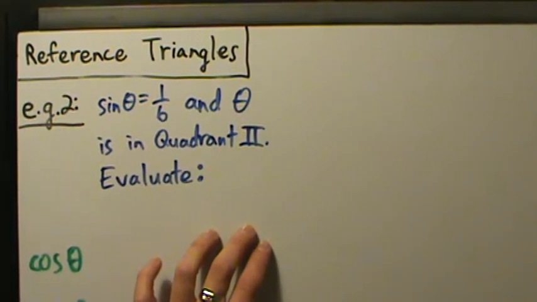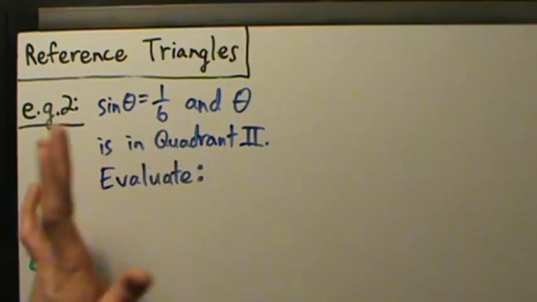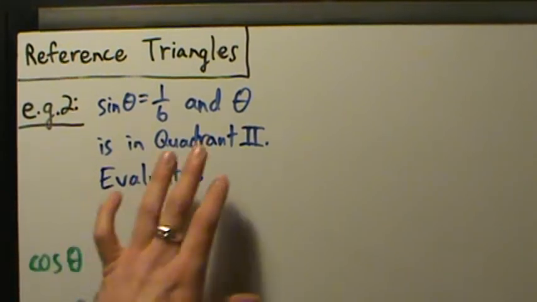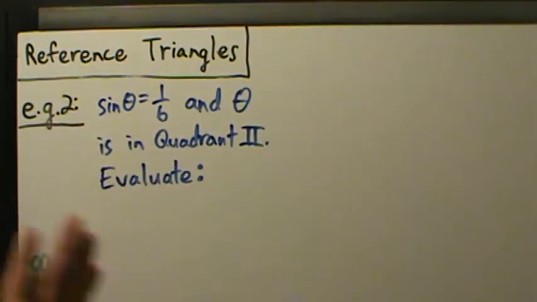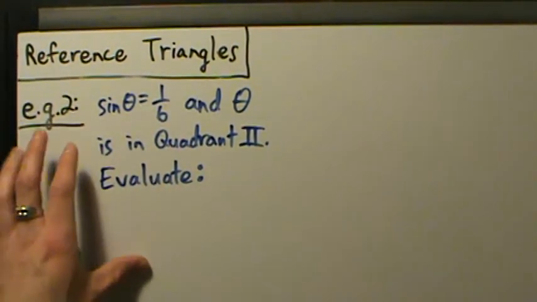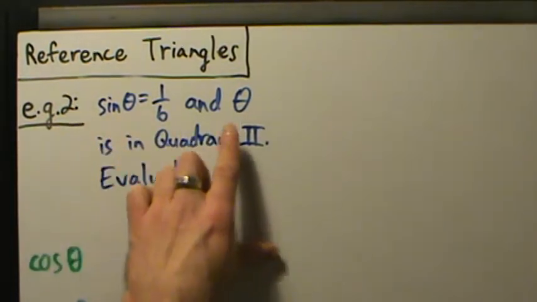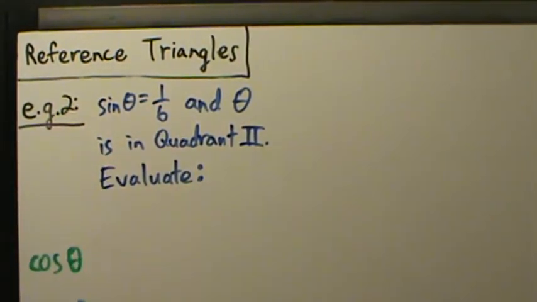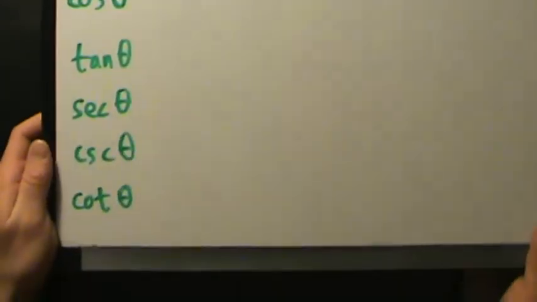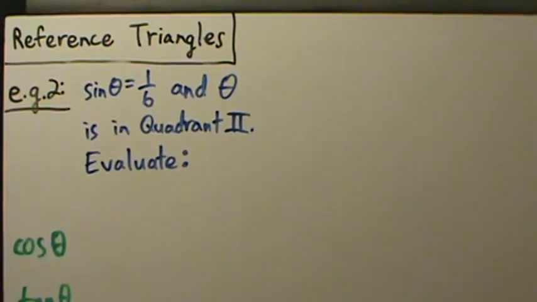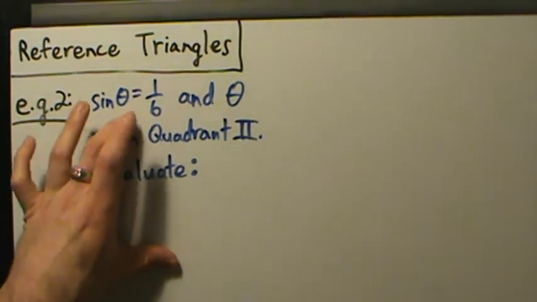Okay, so that's good. Being directly told the quadrant is good because sometimes we might have to do a little work to figure that out, which we'll see in the next couple of examples. But anyway, for example 2, sine of theta is 1/6, and theta is in quadrant 2, and we want to evaluate basically the other 5 trig functions of theta.